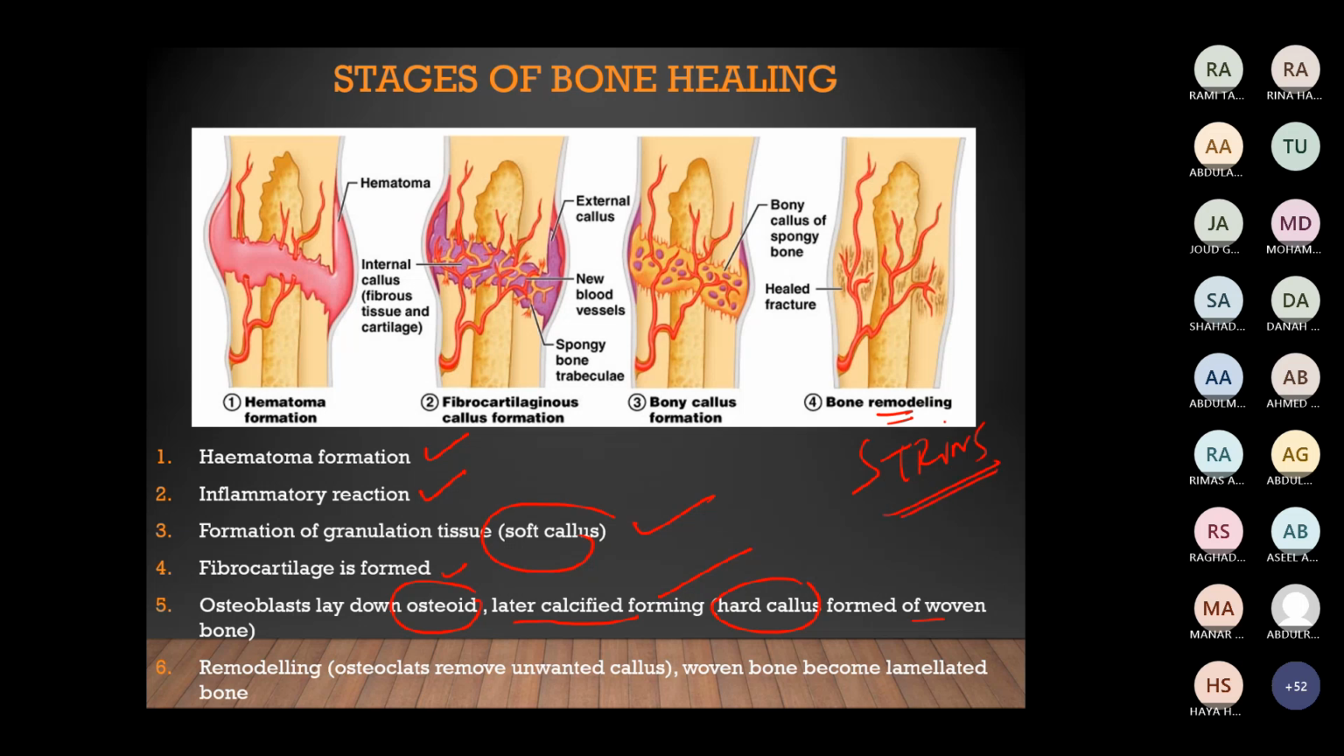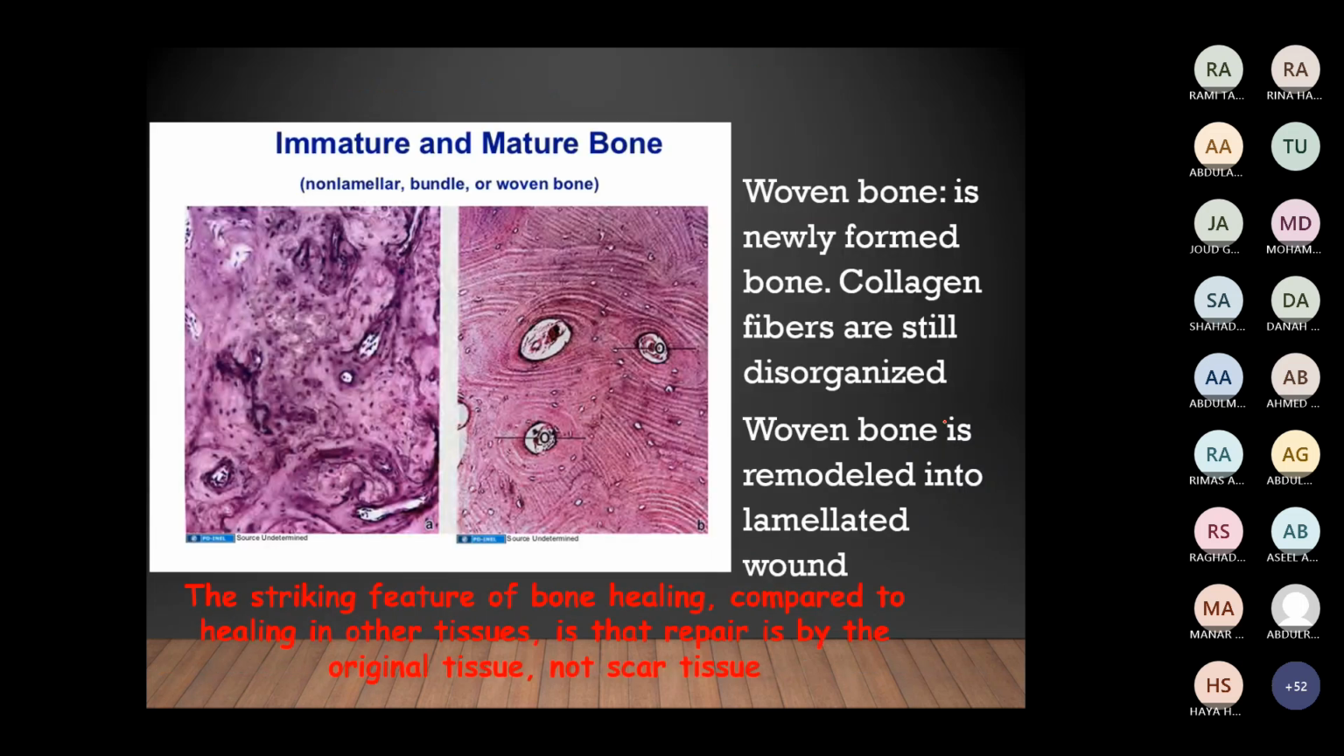That is the revision. Okay. Now, the immature bone and mature bone, you should know. This is the woven bone on the right hand side. The non-lamellar bone on the left side is the immature bone. Woven bone is uniform bone. Collagen fibers are still disorganized. Woven bone is remodeled into lamellar bone. Remember, lamellar bone is the bone which forms the very strong bone.